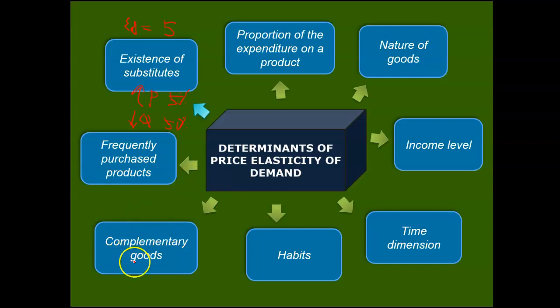Okay, if the goods are complementary, lagilah ini kita akan jadi inelastic. Okay, contohnya kita beli handphone and then harga internet pun naik sebanyak 10%. So maybe kita akan reduce penggunaan internet by 5% sahaja because it's a complementary for our handphone.